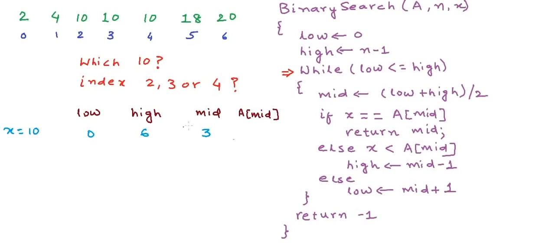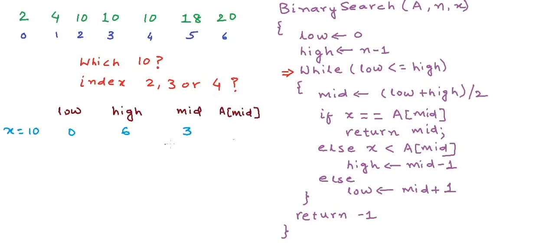Let's also draw a column a mid. Okay, this looks better. Now a3 is 10. So is x equal to a mid? Yes, it is. So we return 3. We return 3 and we will say that game over, because we have found 10 in the array, and we return immediately. We do not care that there is another 10 at index 2.